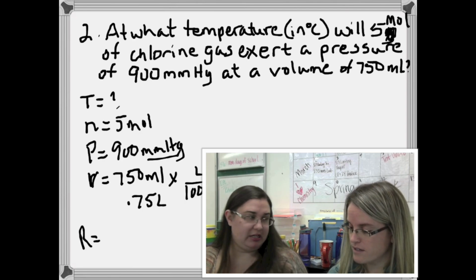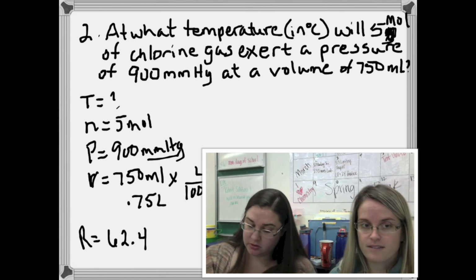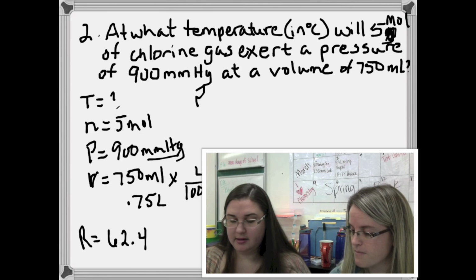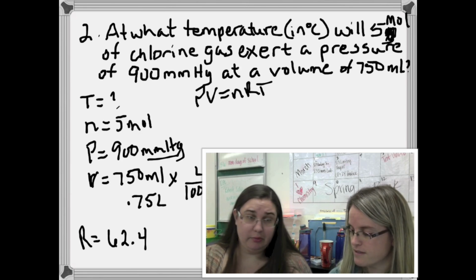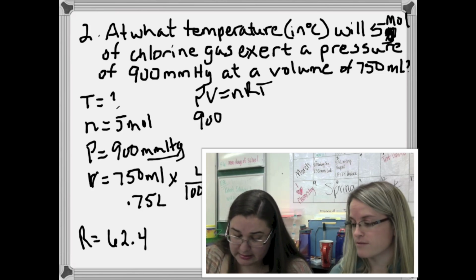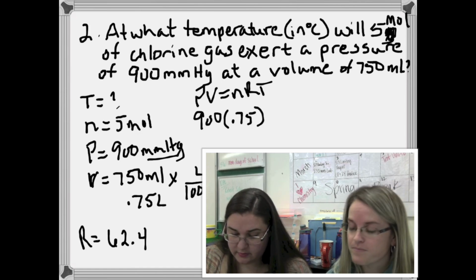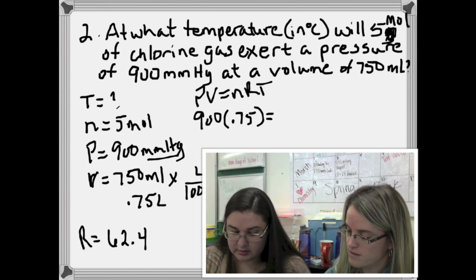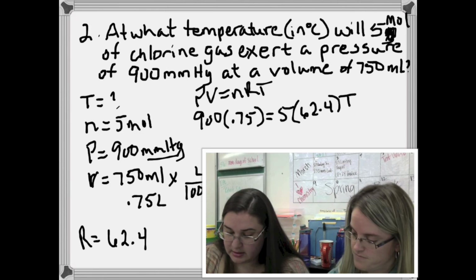We're doing mmHg again, so that would just be the 62.4. Because we already looked that up, but you can look it up again if you need to. No harm, no foul. Okay, so PV equals nRT. I like to rewrite my equation every time so we don't get it wrong, so you know exactly what order to plug into. So 900 times 0.75 equals n is 5, and then R is 62.4, and then I need my T.